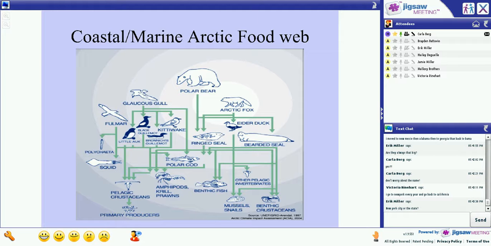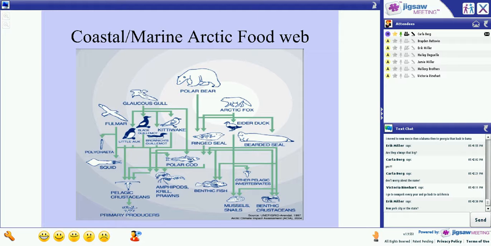So let's take a look at the coastal and marine Arctic food web. A food chain is one set of animals that eats this, eats this, eats this, eats this in a straight line. A food web is like a spider's web. It is a mix of animals that kind of all eat each other. So let's go ahead and take a look at the Arctic food web.